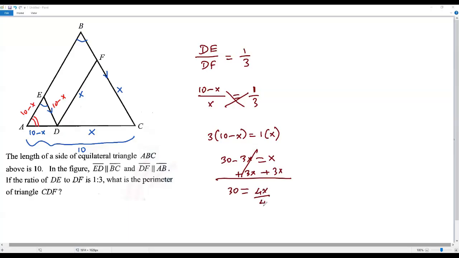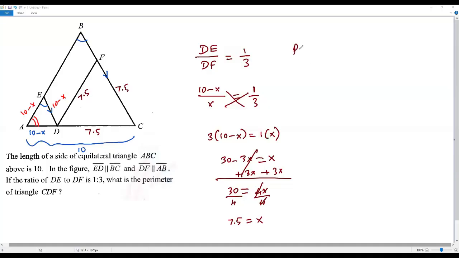And now let me divide both sides by 4. So when you divide both sides by 4, this 4 will cancel out. When I divide 30 by 4, I'm getting 7.5. On the right side, I'm getting x. Okay, now I got the value of x, that is 7.5. That is, I got the length of each side of the equilateral triangle CDF. That is, here we have 7.5, here we have 7.5, here I have 7.5. I just replaced x by 7.5.